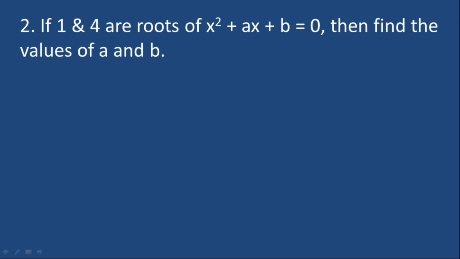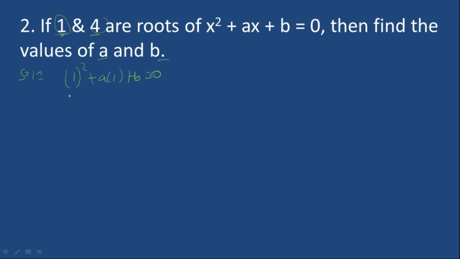The other type is for question number 2. If 1 and 4 are roots of x squared plus ax plus b is equal to 0, then find the values of a and b. Our solutions are 1 and 4. It's just a matter of substitution. If you substitute 1 for x, we get 1 squared plus a times 1 plus b is equal to 0.